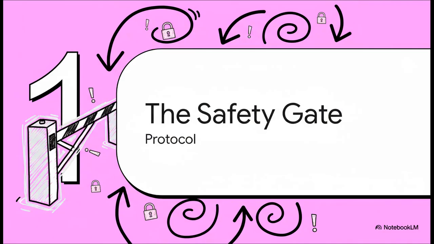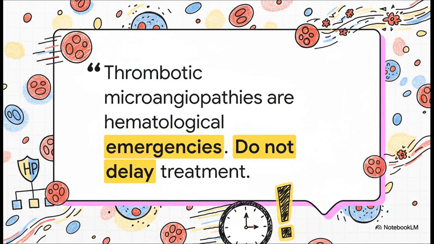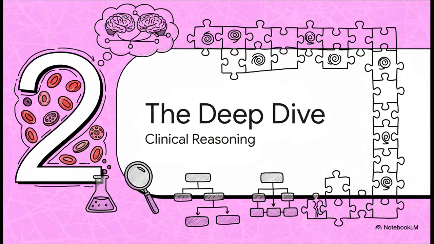Now, before we go any further, there is a critical procedural warning you need to hear. Thrombotic microangiopathies are hematologic emergencies. Treatment initiation must not be delayed for confirmatory testing if clinical suspicion is high. You consult your institutional hematology protocols. Period. This is non-negotiable. All right, with that understood, let's get into the clinical application. It's time to reason through some cases.